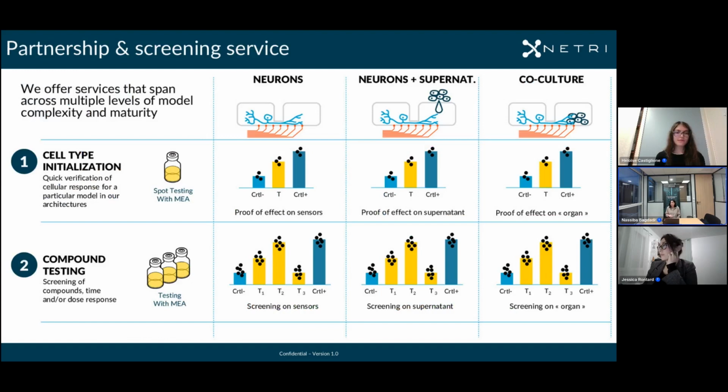Of course, when we work on different projects, we can work on different levels of complexity, with the basic one being studying effects of different compounds, or for example, neurons alone. We can also study, for example, supernatant of cells, if we want to test different metabolites or different cell secretions on the neurons, and the complex one being to have co-cultures.